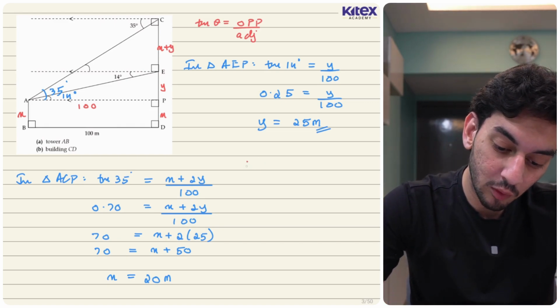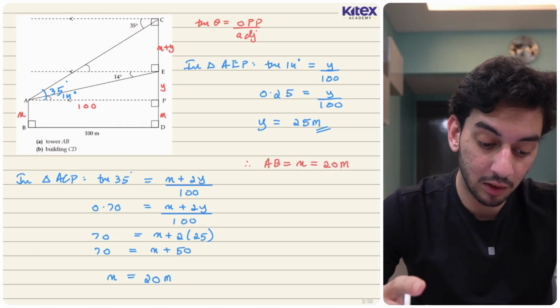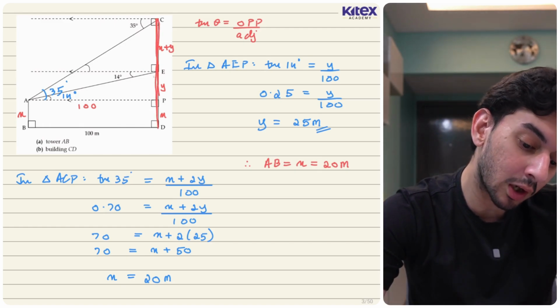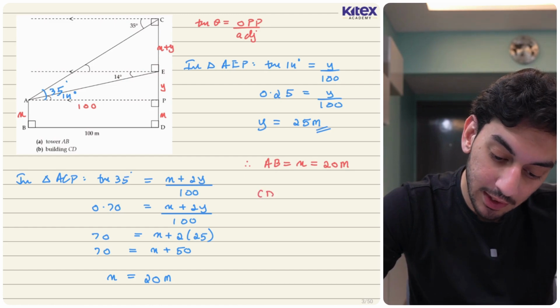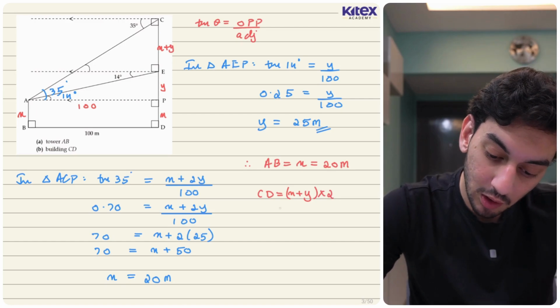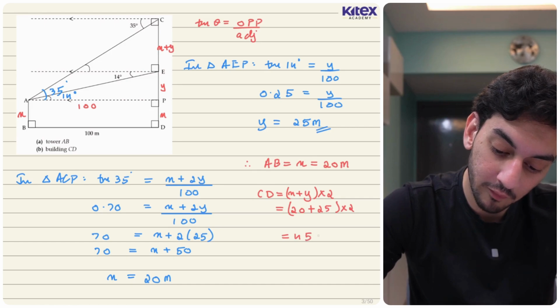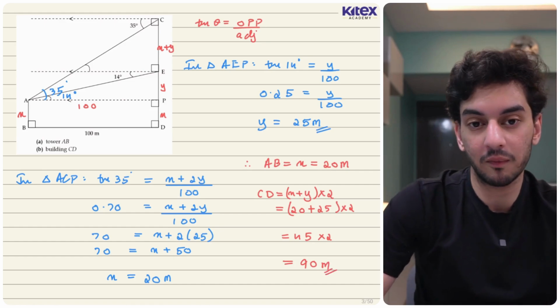So I can write, therefore, AB, which was equal to x, that is 20 meters, and the height of the building CD. Now how much is the height of the building CD? It is all of this thing. Okay, so all of this thing is basically x plus y and another x plus y. So I'll write CD is equal to x plus y, all of that times 2. That would be equal to 20 plus 25 times 2, which is 45 times 2, and that, my friends, is equal to 90 meters. Very easy question.